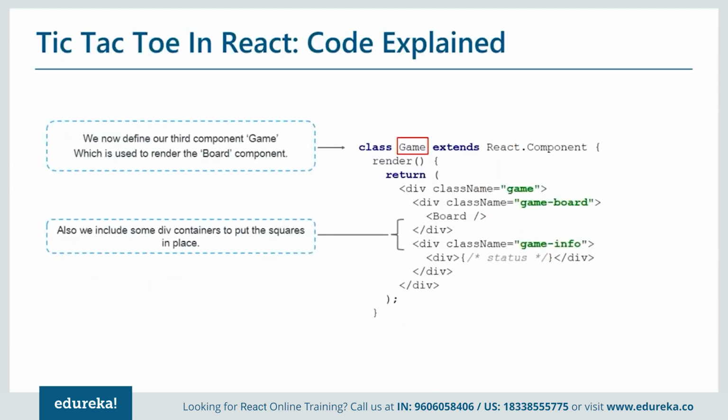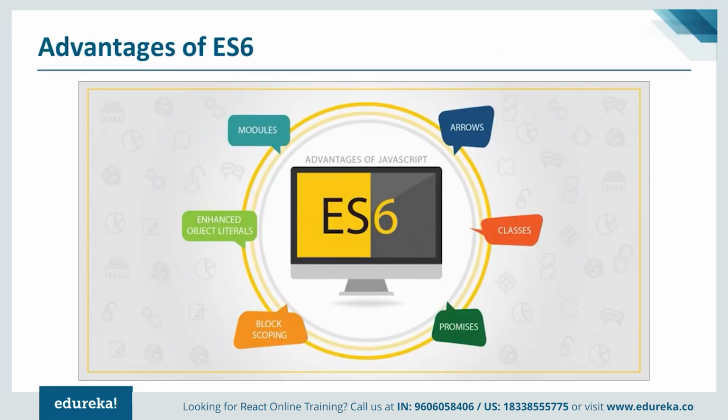And finally, we have the third component, the game component, which is finally getting displayed and is used to render the board component. As you can see over here, in the game we are displaying the board component. So that was all about the refactoring of ES5 to ES6, and we also talked about the advantages of ES6 in detail.